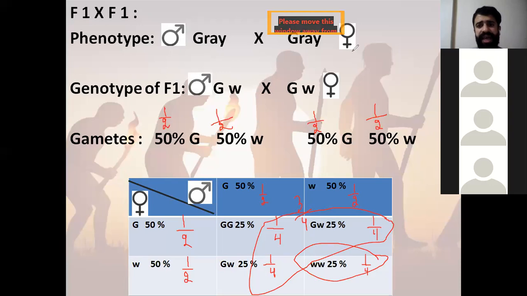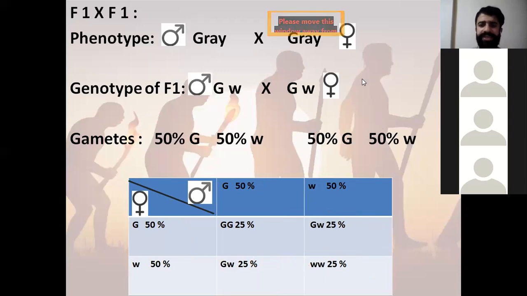Okay, guys, this is everything for this session. Next time, we're going to talk about the self-cross and the test cross. The self-cross is crossing F1 with F1, which we already mentioned. Next time, we're going to focus on the test cross, when we cross F1 with a homozygous recessive. We will discuss it in the next session. Okay? Thank you.